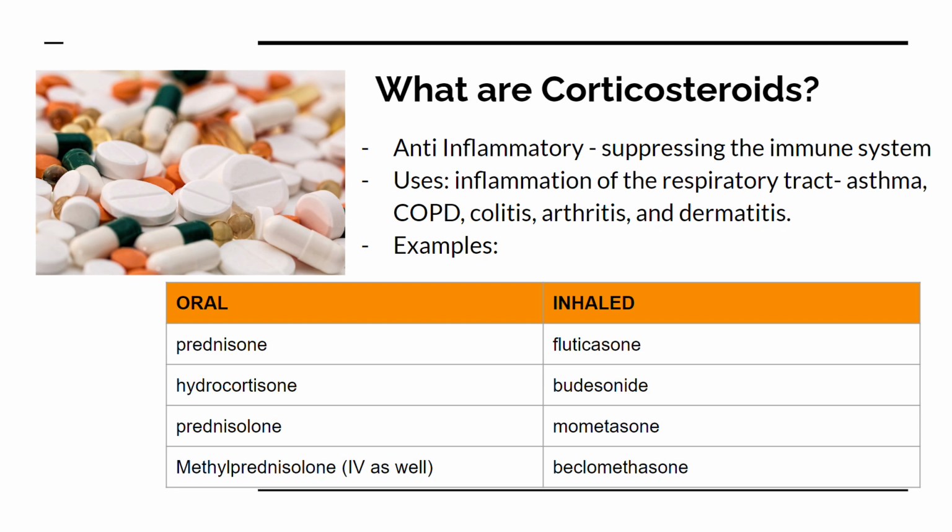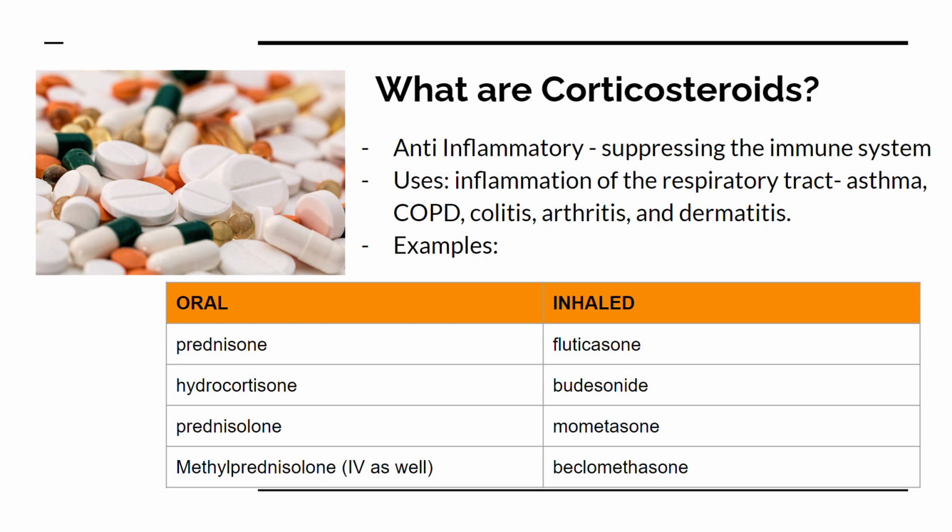Corticosteroids occur naturally in the body, and they can also be made synthetically. Their job is to suppress the immune system, therefore limiting inflammation. They can be used to treat asthma, COPD, colitis, arthritis, dermatitis, and other inflammatory issues.